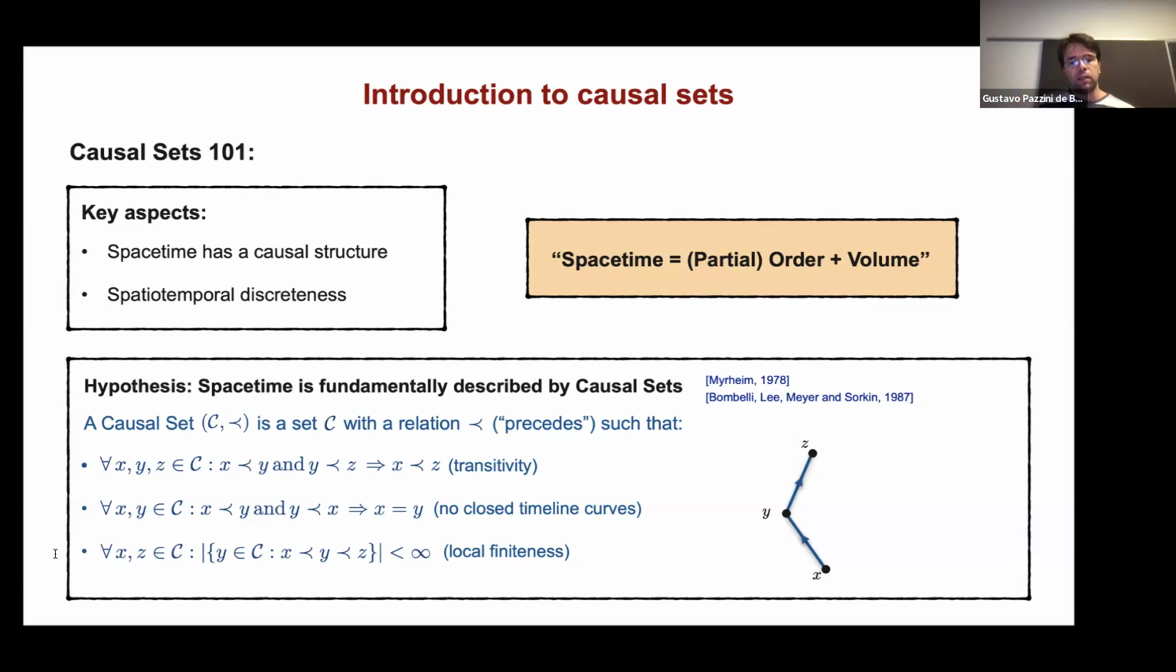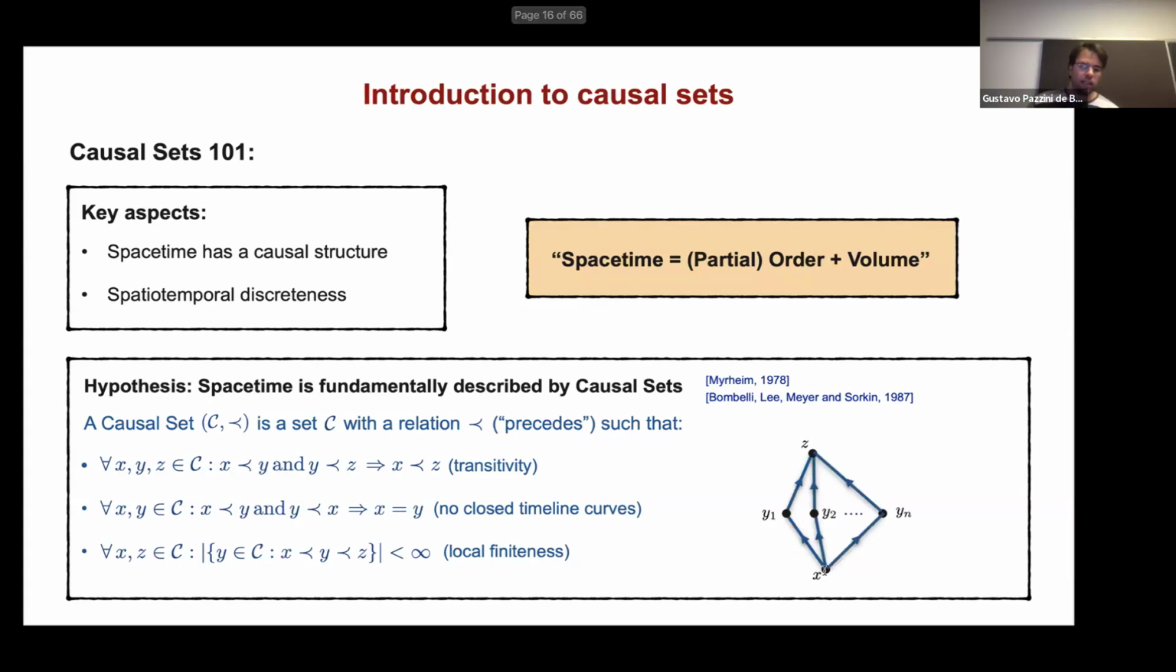The second assumption about a causal set is that given 2 points, if x precedes y and y precedes x, then necessarily x is equal to y, which essentially means that there is no closed time-like curve. If you follow transitivity, this would imply that x precedes y and y precedes x, and this is something that we exclude from a causal set. This is not allowed in a causal set.